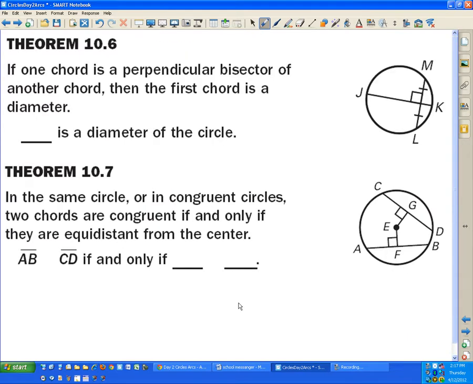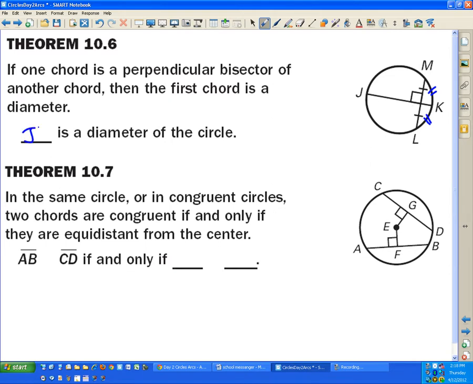Just two more theorems here. If we have a chord that is a perpendicular bisector of another chord, then the first chord is the diameter. This is the flip of the previous one. Before, we said that the diameter bisected a chord and met it at a 90 degree angle, and we ended up with two equal chord pieces and two equal arcs. Well, it works the same way. So if a piece gives you two congruent arcs and meets a chord at a 90 degree angle, that would also mean that you have a diameter. So JK is the diameter of the circle.